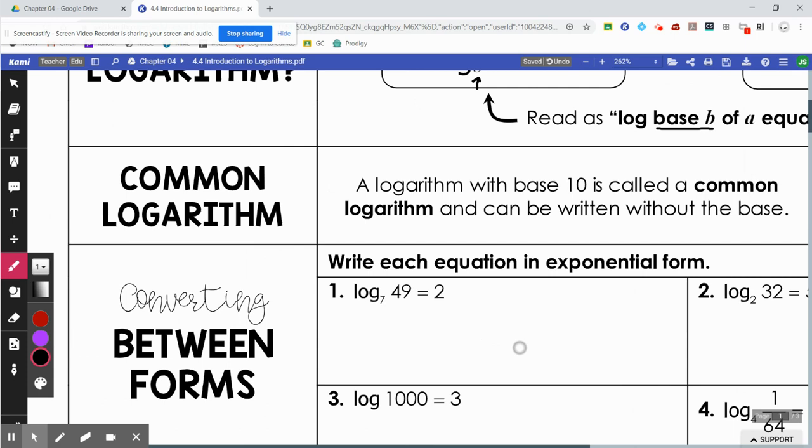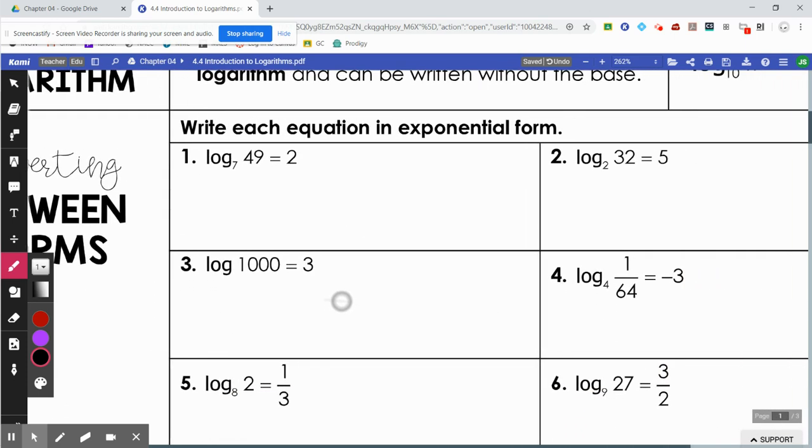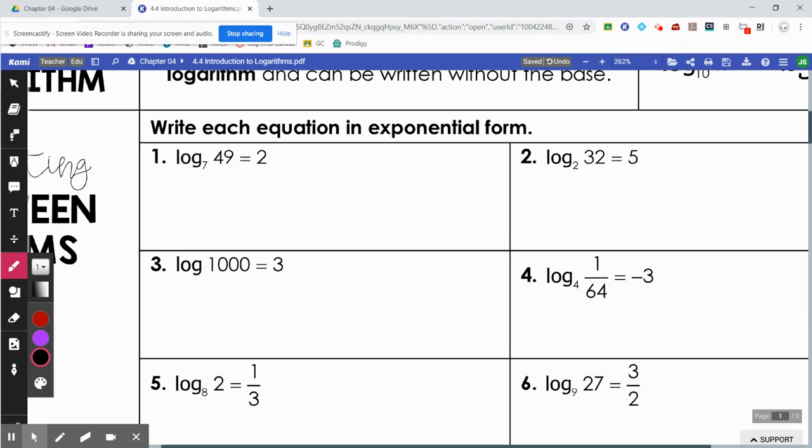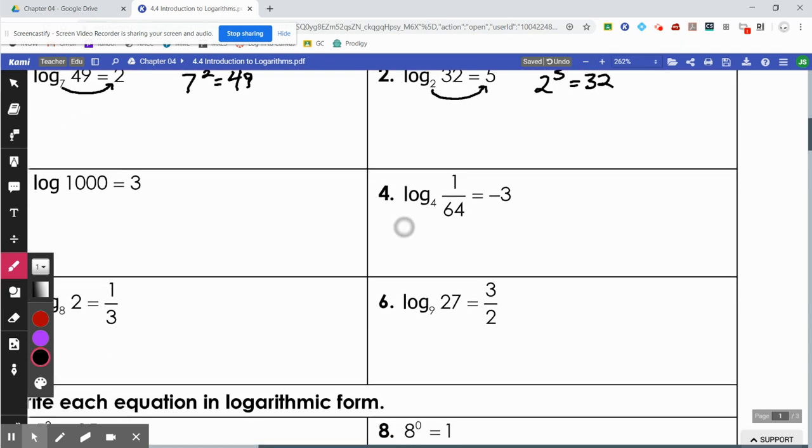So now let's convert between forms. It says write each of these in exponential form. Log base 7 of 49 is equal to 2. We're going to write this as 7 to the second power is equal to the argument 49. That's it. The next one, the base raised to the number over here: 2 to the fifth power is equal to 32 is how we rewrite this.